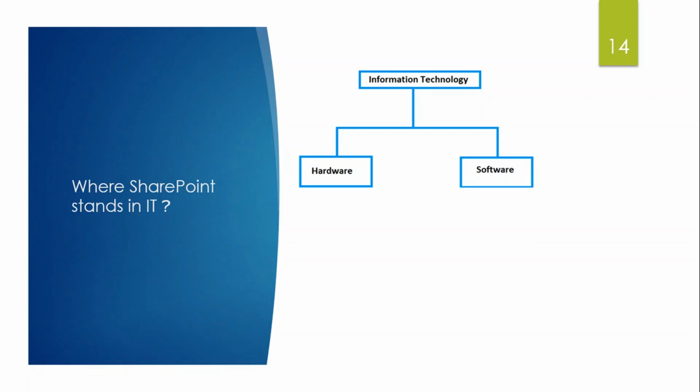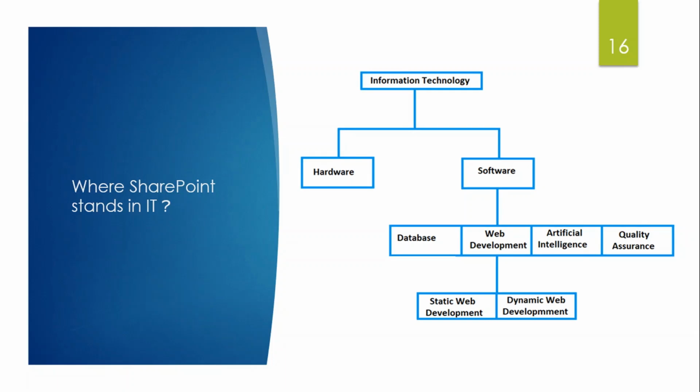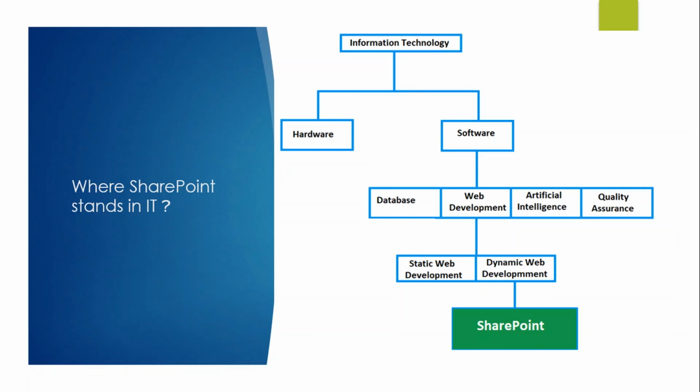Information technology is a wide field that includes many branches. I will just go over a few main branches so that I can show you the roots of SharePoint in IT. As you can see on the screen, we can divide information technology into two main branches, hardware and software. Software has many branches, but we will only discuss a few over here: database, web development, artificial intelligence, quality assurance. Web development could be divided further into two branches, static web development and dynamic web development. SharePoint comes under the dynamic web development area.